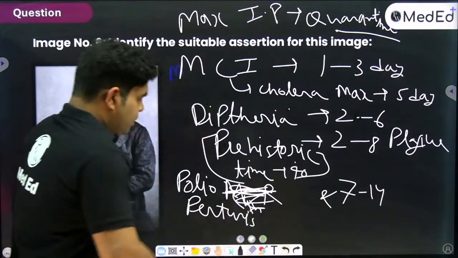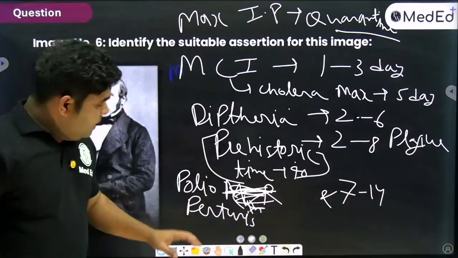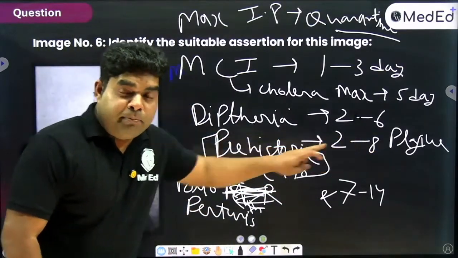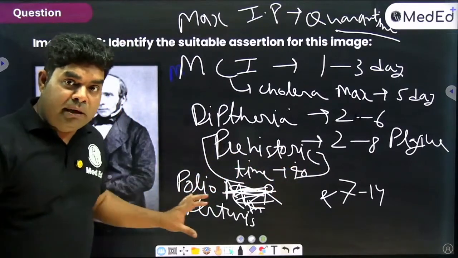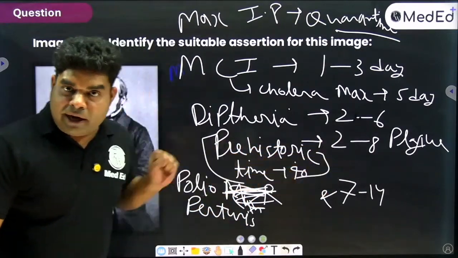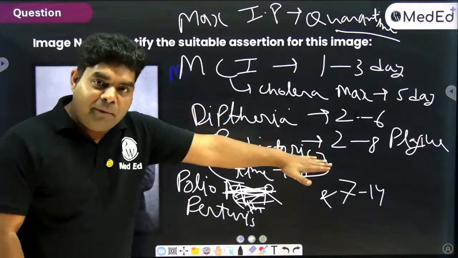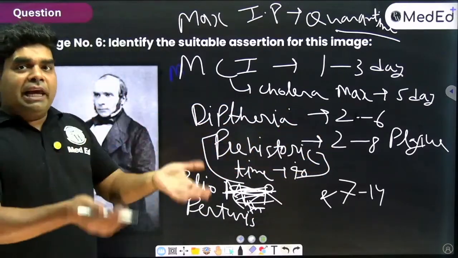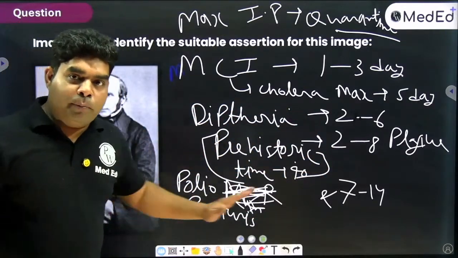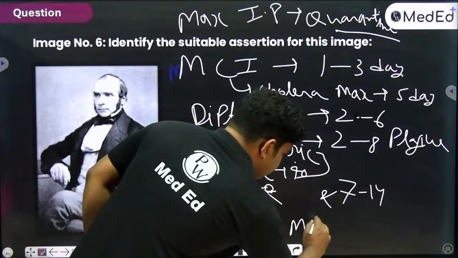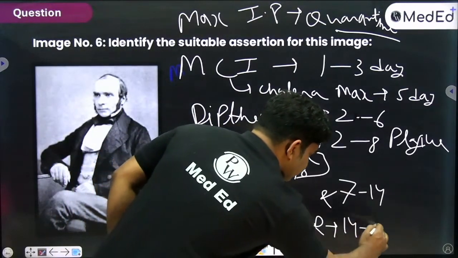But how to remember this part? The logic is P for polio, P for plague, P for pertussis. All three are from P. So the 3 P are together. And plague is an old illness. So first plague comes, 2 to 8. And after plague we have 2 more P, polio and pertussis, 7 to 14. And then mumps and rubella, they are 14 to 21.